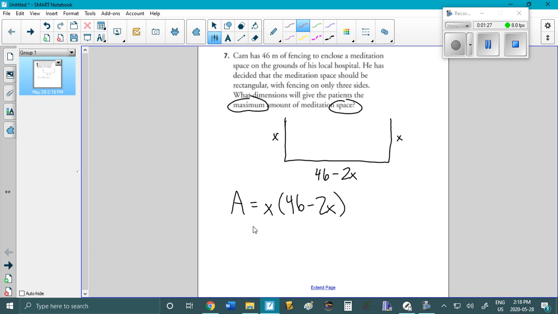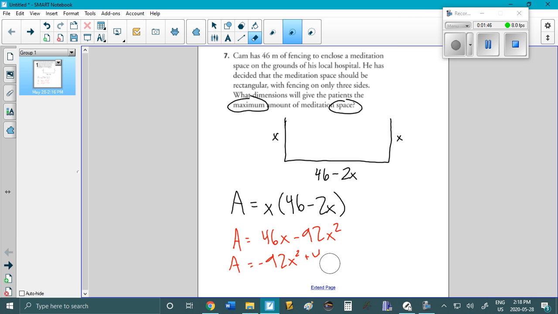And what we can do, we have a few options. One option, we can expand through the brackets, and then we could rearrange. Sorry, I don't know where 42 just came from. It was 46. And then we could complete the square, like we did before.